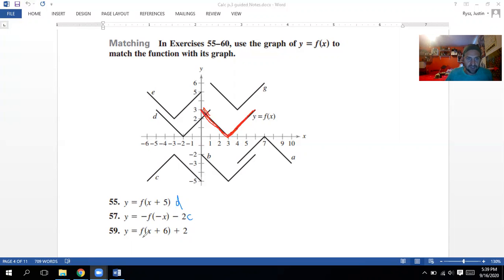All right, and then lastly, f of x plus 6, plus 2. So we're not flipping or anything here, but we're going to do plus 6. So that means we're going to shift to the left 6, and then plus 2 means, on the outside, we're going to move it up 2. Looks like E is matching that choice.